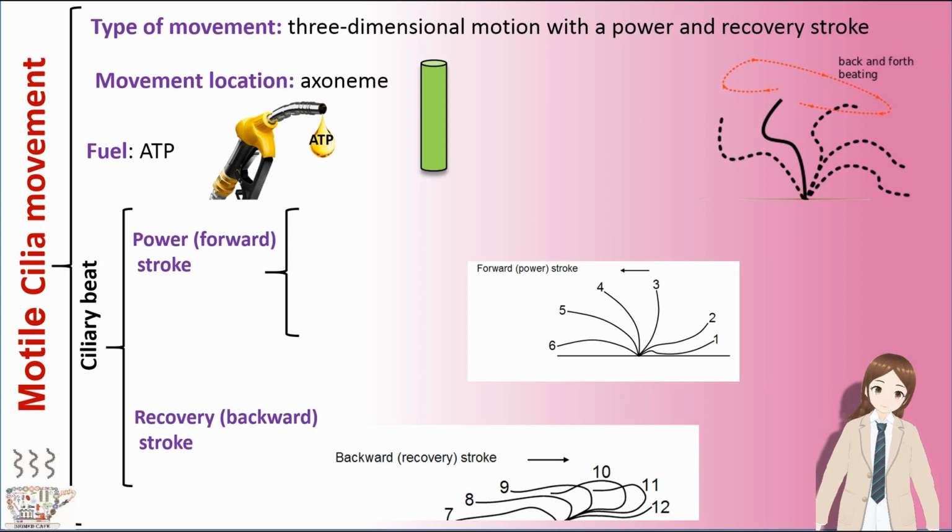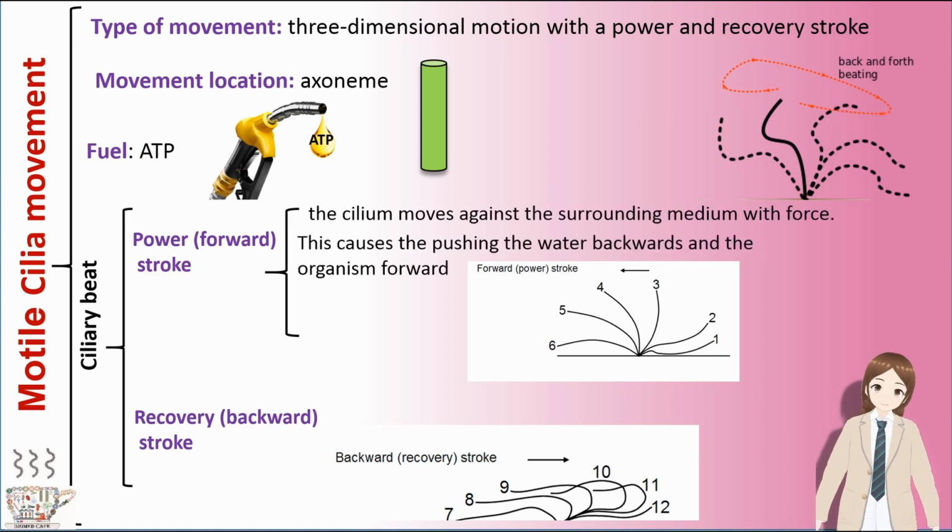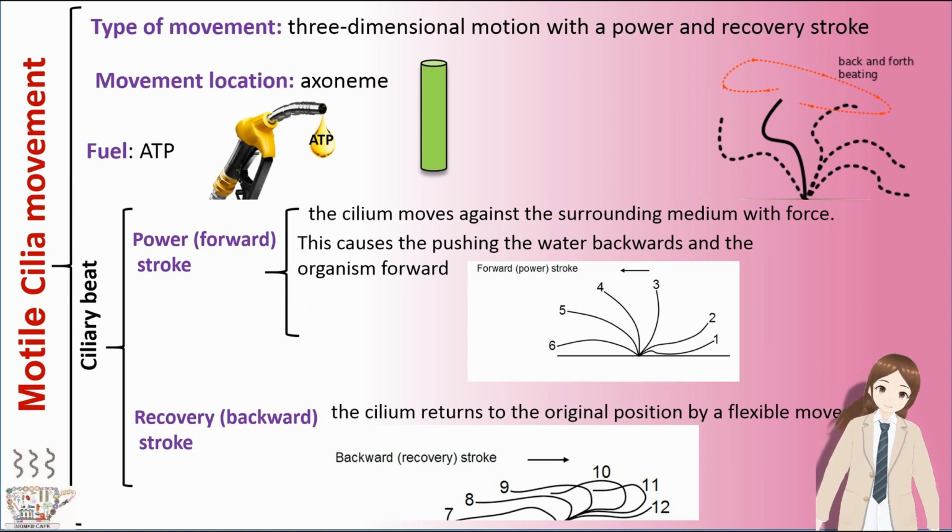Power stroke. The cilium moves against the surrounding medium with force. This causes pushing the water backwards and the organism forward. Recovery stroke. The cilium returns to the original position by a flexible movement.